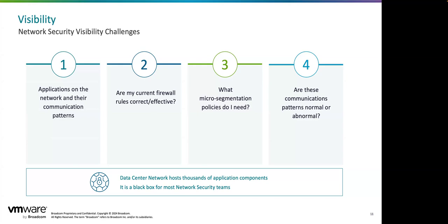Are the current firewall rules correct or effective? So if you're implementing legacy technologies for these applications, do you have the right policies? Are they effective for preventing malicious use of ports and protocols against those applications? What microsegmentation policies do I need? Are these communication patterns normal or abnormal? So data center networks host thousands of application components. It's literally a black box for most network security teams.